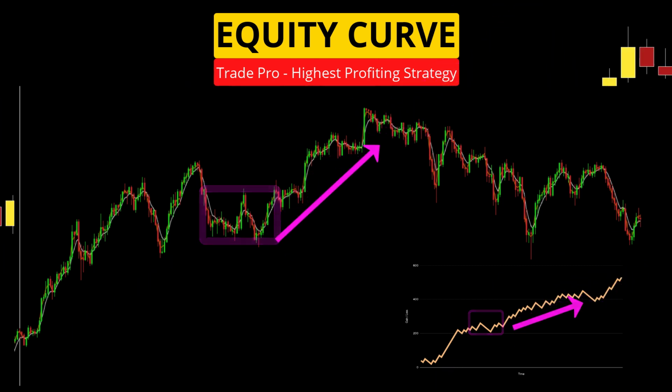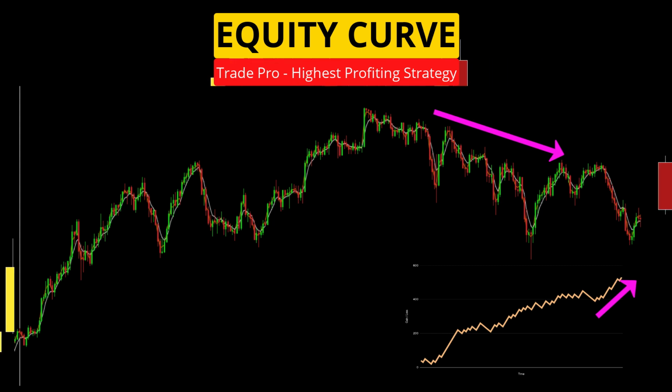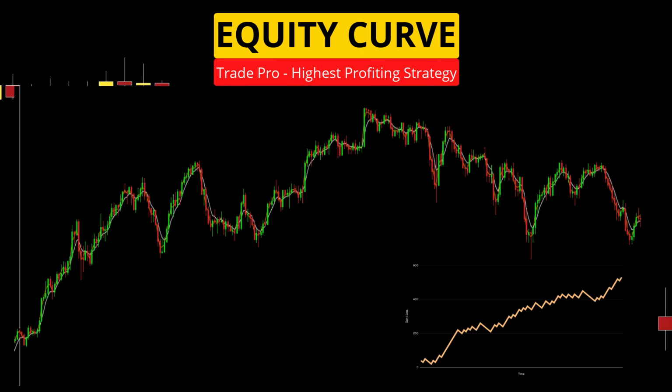Then after consolidation, we get a trend down. You can see on this chart when the market trends either up or down, it has a positive effect on the equity curve, and where it gets choppy, you can see the gains get choppy too.